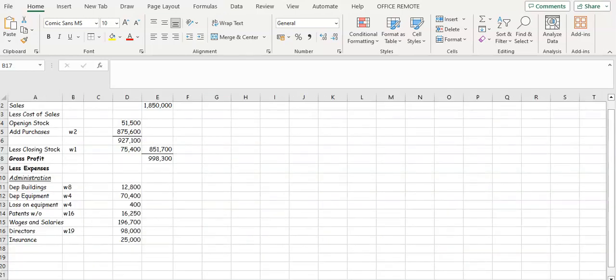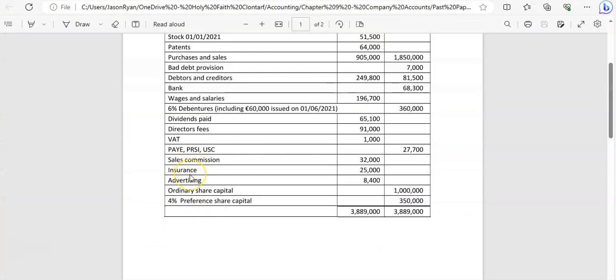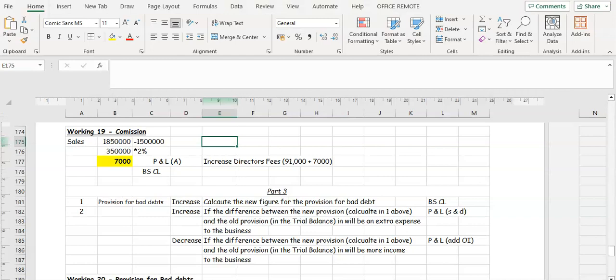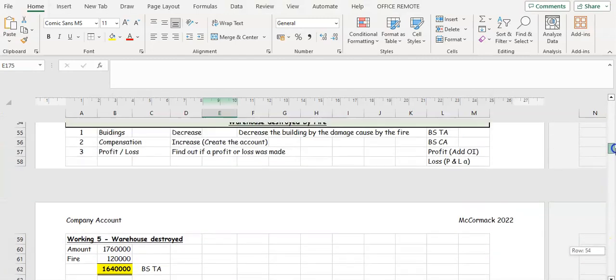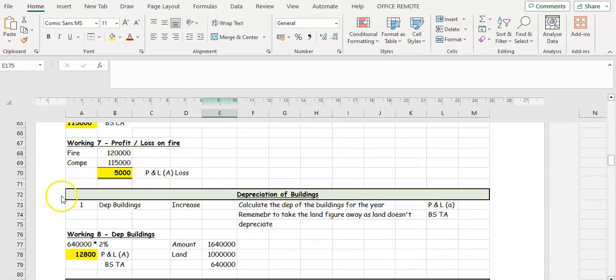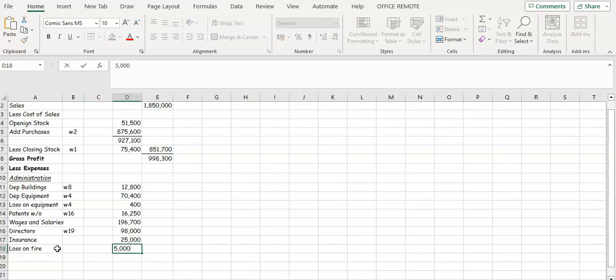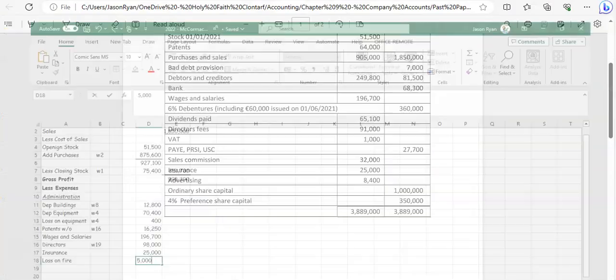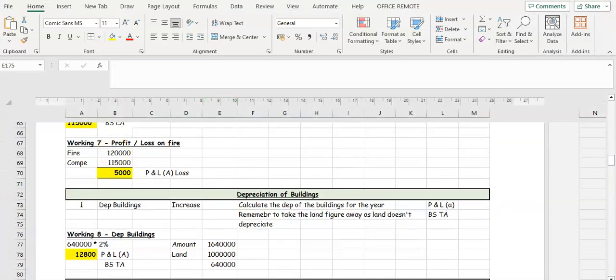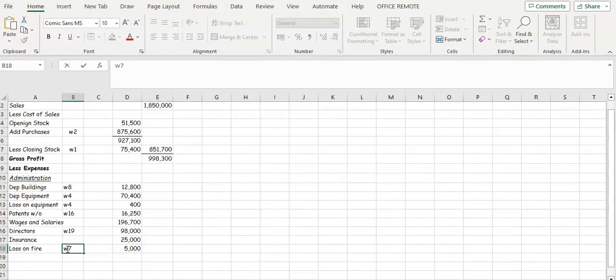And then if we look down here, insurance, we also had loss on the fire then on stock, which was part of a working at the start. Yeah, so profit and loss, so 5,000 then. So we can say loss on fire, 5,000, and that's part of working 7. So that's all our administration.